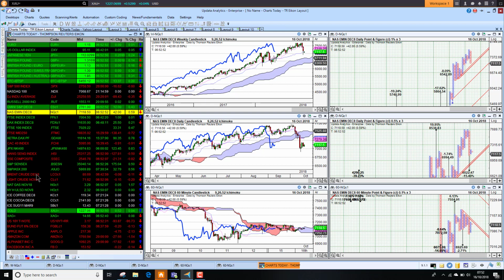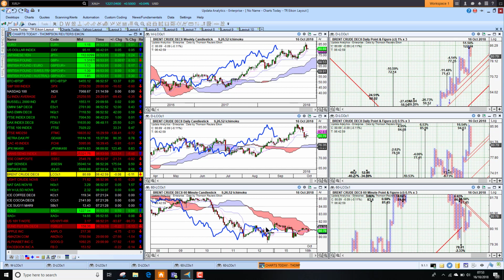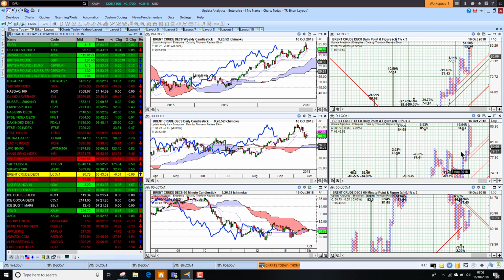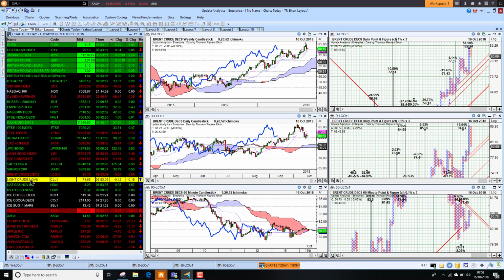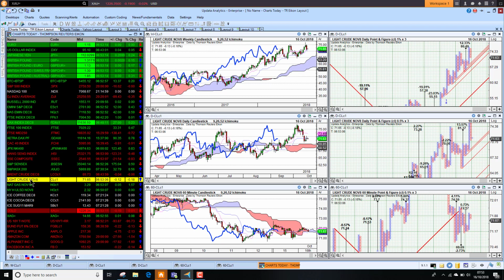Crude oil, Brent crude looking just a little bit weaker this morning, sitting at $80.69, and we can see here that short term we're still bearish. We have got a downside target to 78.81, but medium and long term the charts do look good with good upside targets, so still looking pretty good there. WTI, the other oil product, also looking higher as well.